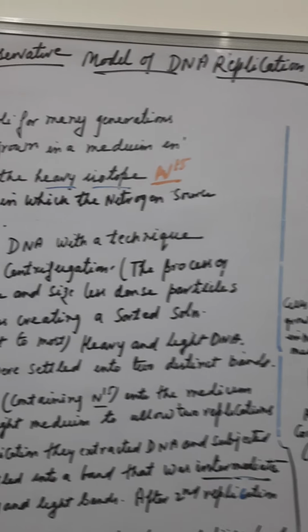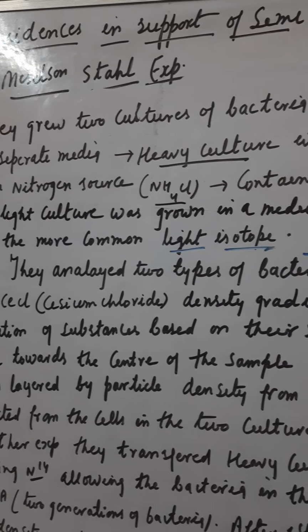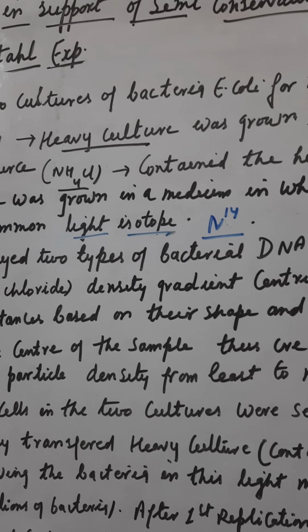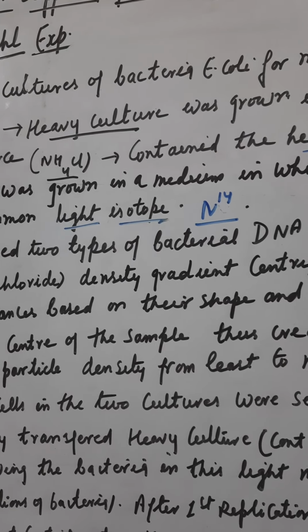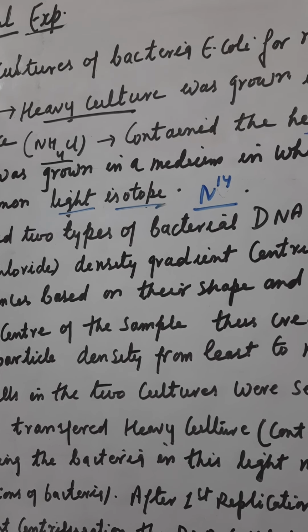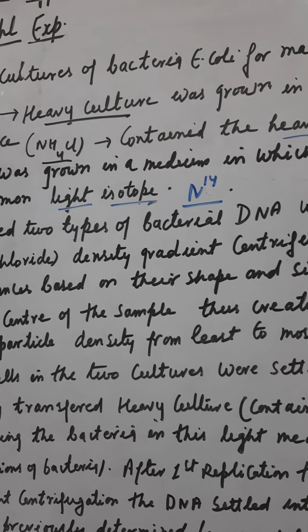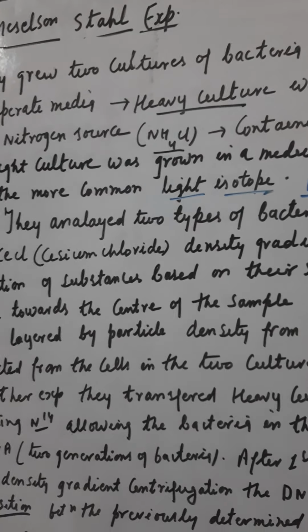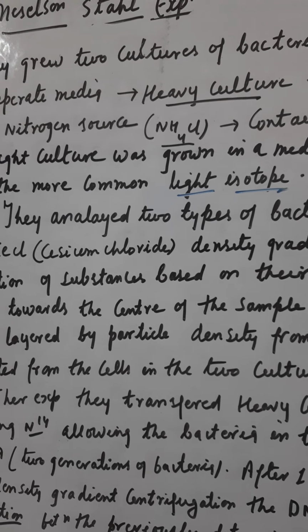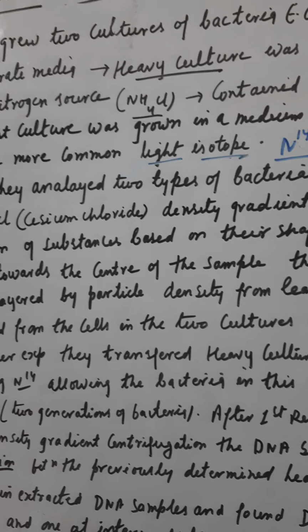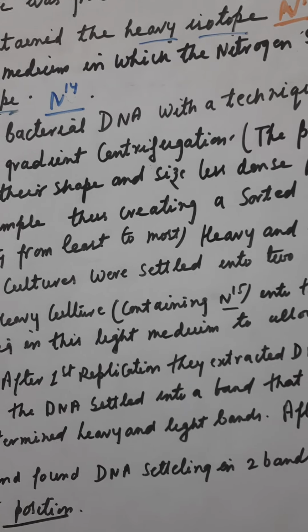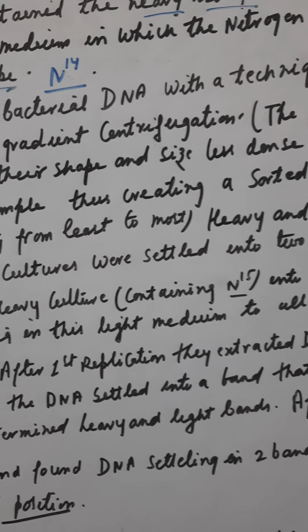Dear students, in this class I am going to explain the evidences in support of the semi-conservative model of DNA replication. Children, you have read this semi-conservative model of DNA replication last term. That's why I have taken this experiment first, before stating the central dogma that I will take up next. In the semi-conservative model, you have studied that one strand of the parent was new and one was old.